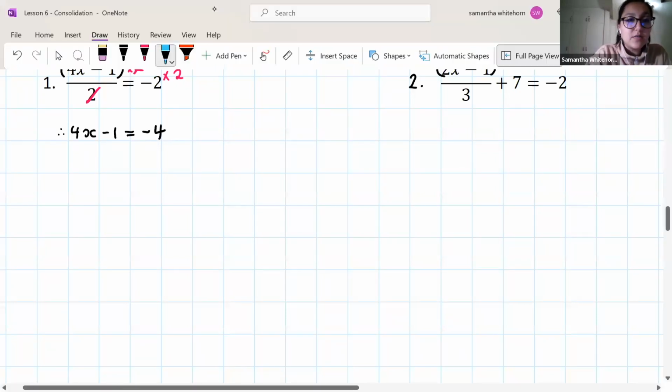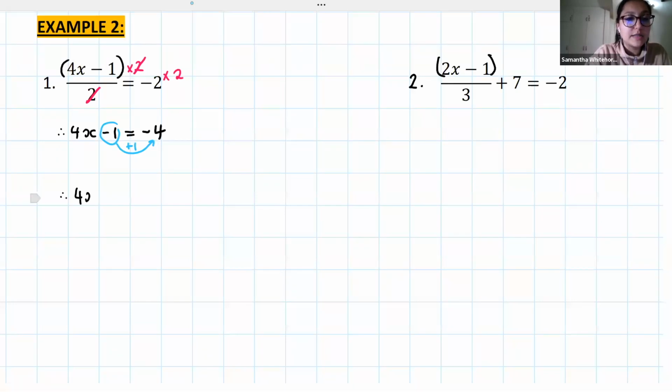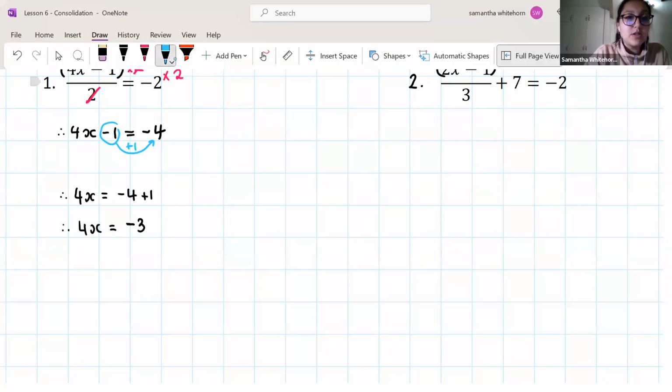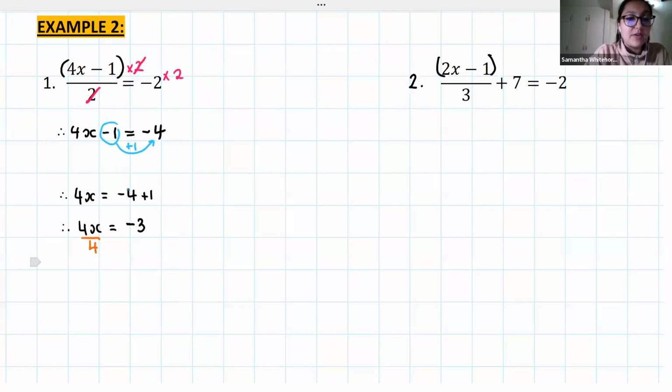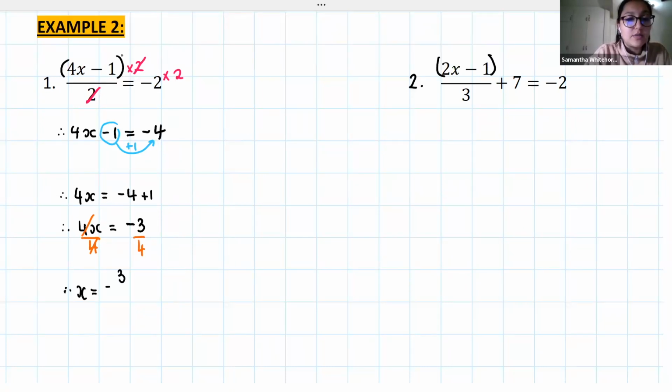Next thing, this negative 1, I wanted to join the negative 4, so I'm going to use inverse operations, adding 1 on both sides. So 4x is equal to minus 4 plus 1, which we know gives us negative 3. So minus 4 plus 1, negative 3. Once we've done that, remember we still have that coefficient that we're not so keen on, so we still need to divide both sides by 4 because that will get us x alone. And so for question 1 of example 2, x is equal to negative 3 over 4. And guys, remember again, substitute and double check your answers.